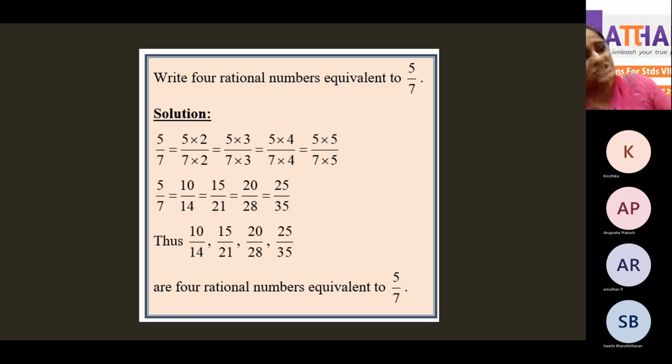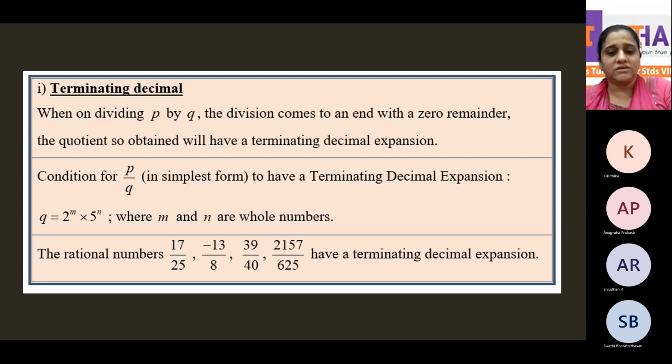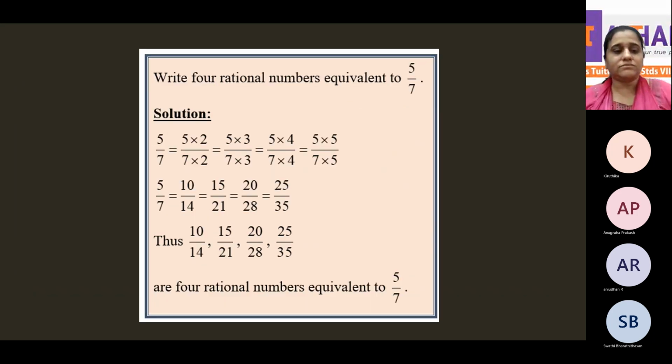So what are irrational numbers? Don't read anything more. Irrational numbers will not have a P by Q form.